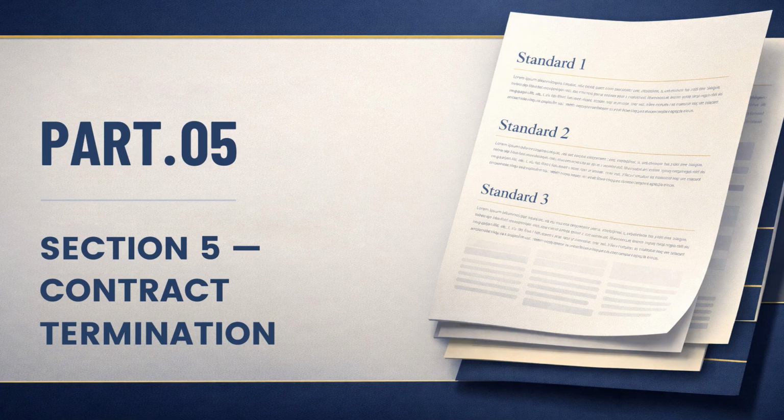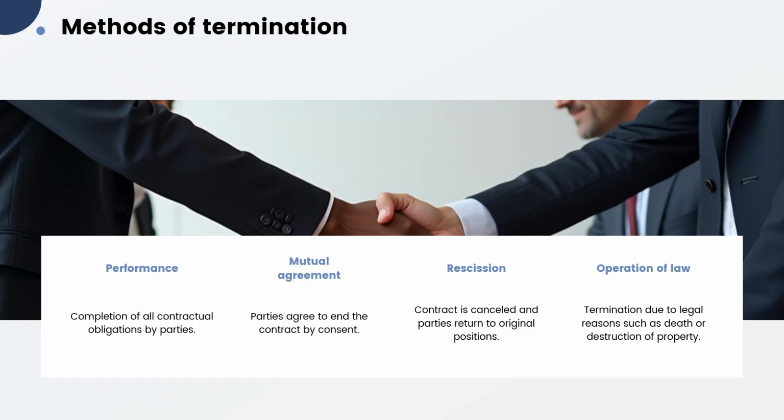Now let's talk about how contracts can legally end. And this is important. Contract termination does not always mean something bad happened. Sometimes a contract ends simply because everyone did what they were supposed to do. There are several ways a contract can terminate.